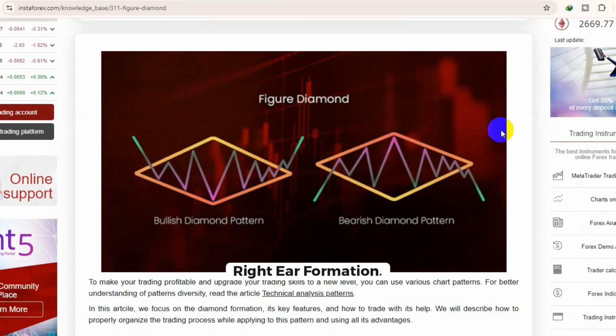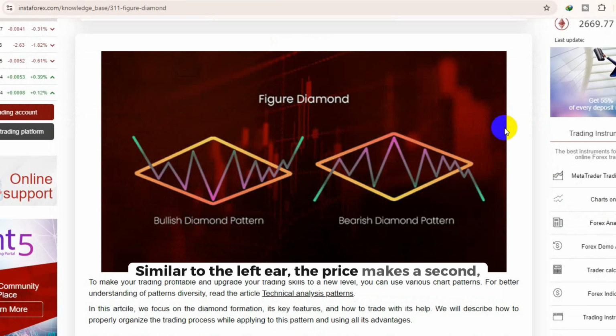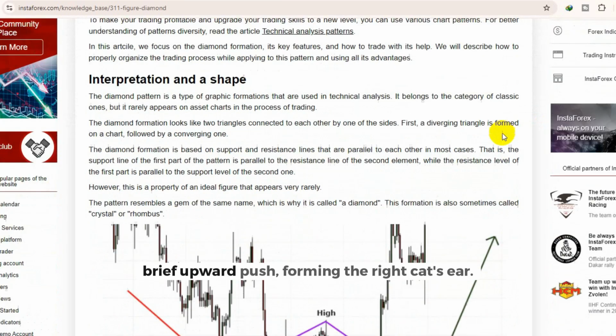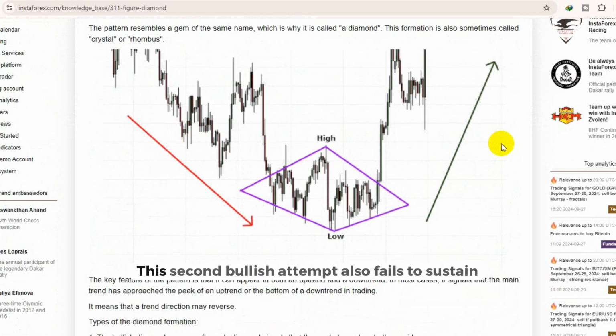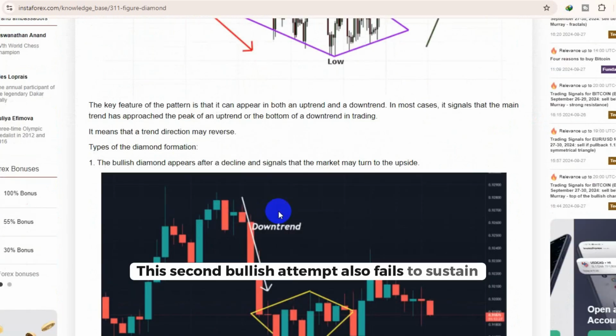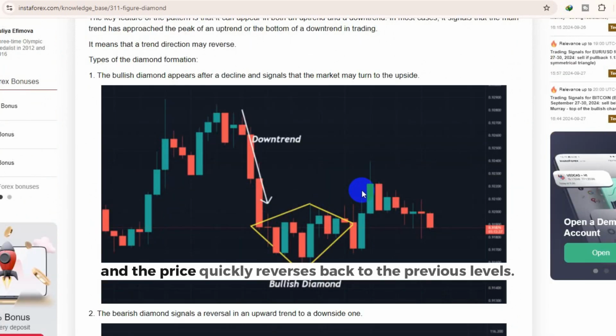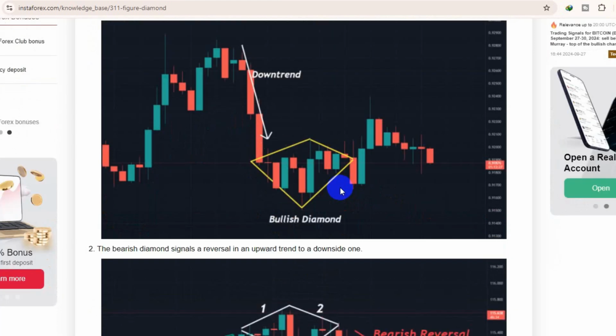Right ear formation. Similar to the left ear, the price makes a second, brief upward push, forming the right cat's ear. This second bullish attempt also fails to sustain, and the price quickly reverses back to the previous levels.